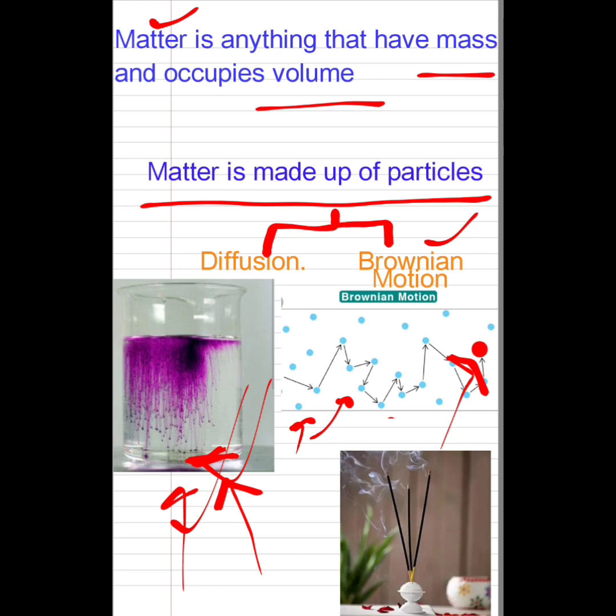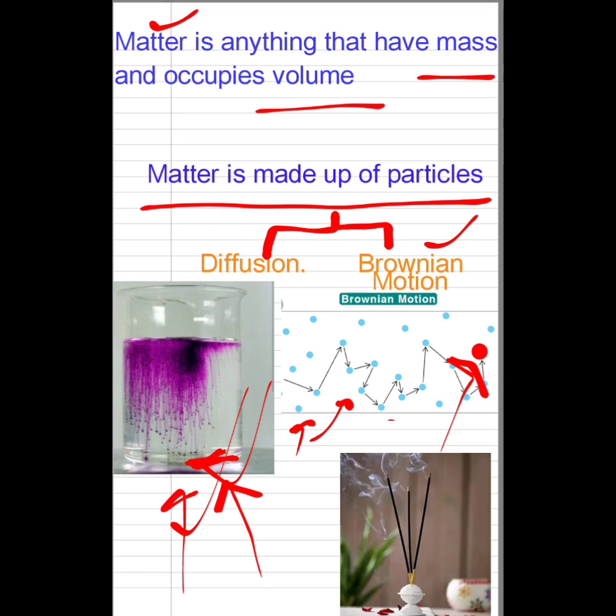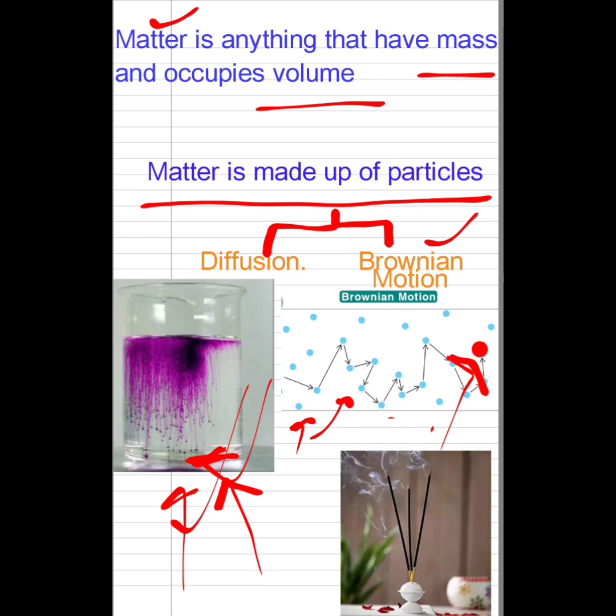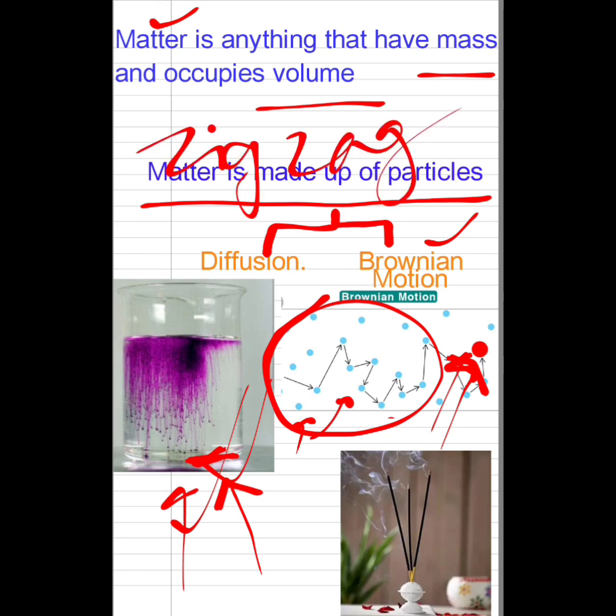Now what he saw under the microscope was that this red color particle was constantly moving. So he concluded that every particle in matter is constantly moving. The liquid or water particles were constantly moving in a zigzag path.